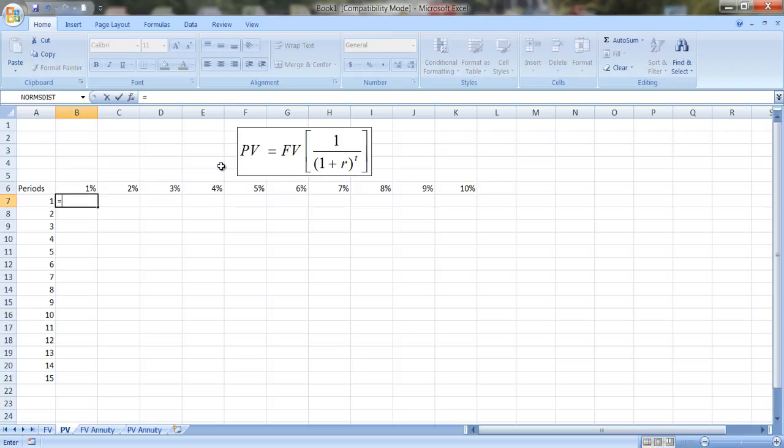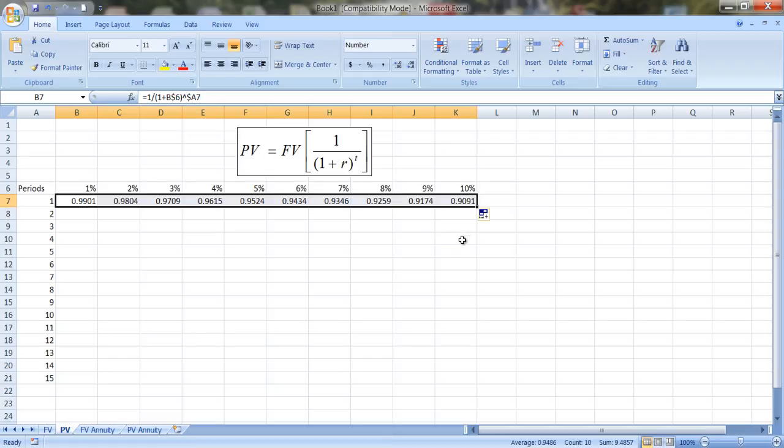So again, here's the formula. 1 divided by 1 plus the interest rate, which is in B, again, $6, raised to the, use that hat or caret sign, $A7, and we get this factor. And I want it to be the same number of decimal places, so I'm going to make it 4 places after the decimal. And again, I'll just copy it across, and then copy it down.